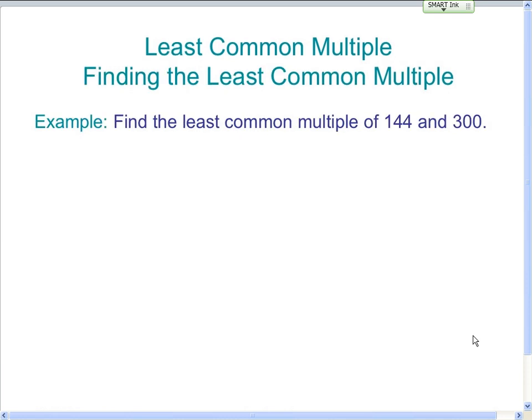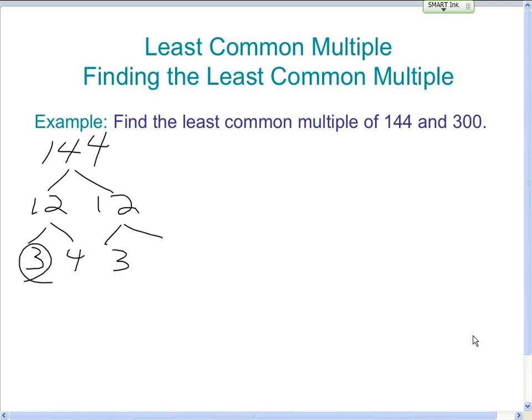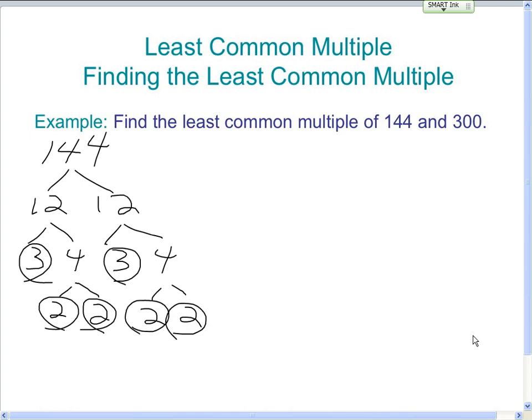So find the least common multiple of 144 and 300. So 144, we need the prime factorization. 144 is 12 times 12. 12 is 3 times 4. And 4 is 2 times 2. So 144 is 2 to the 4th power times 3 squared, it looks like.